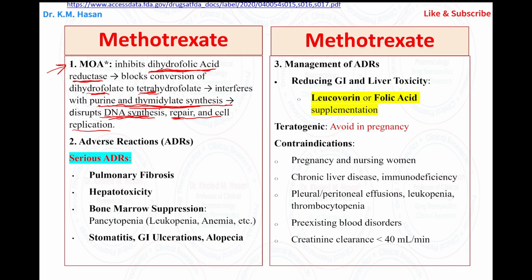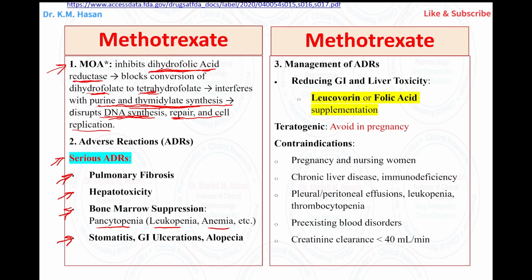Moving to the adverse effects the methotrexate may cause, when you prescribe it to your patient, you need to monitor your patient due to the possibility of serious side effects. Methotrexate may cause pulmonary fibrosis. Methotrexate may cause hepatotoxicity. Methotrexate may cause bone marrow suppression, and the patient comes to the clinic suffering from pancytopenia like leukopenia, anemia, and thrombocytopenia, meaning decreased number of white blood cells. Stomatitis, GI ulceration, alopecia.